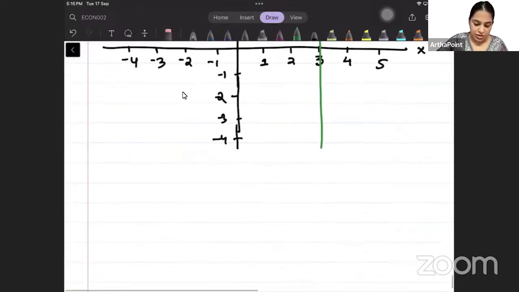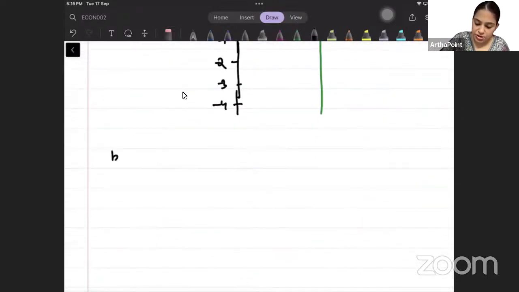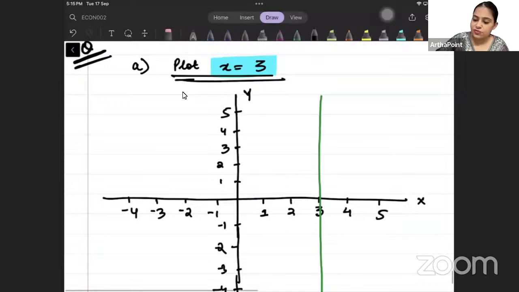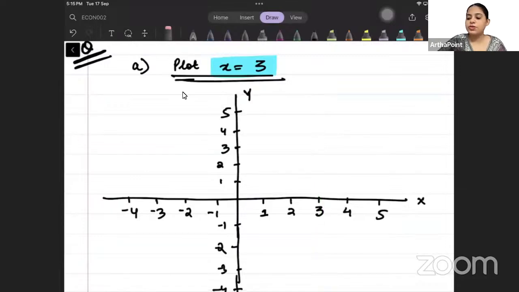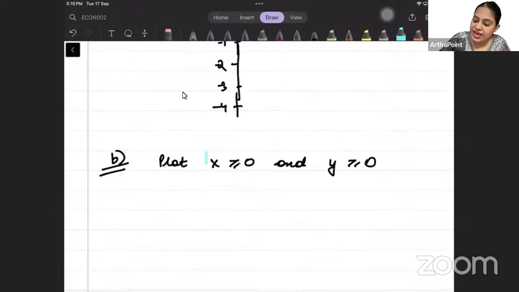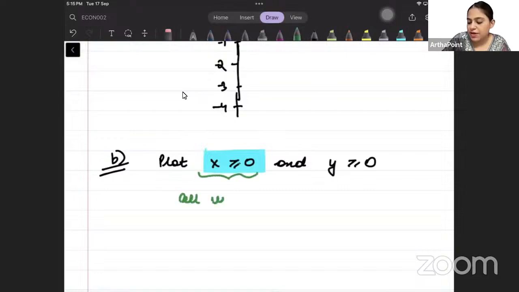ठीक है. ठीक है. Example, question number 2 बेटा. It says plot x greater than equal to 0 and y greater than equal to 0. I will draw it in this graph only बेटा. मैं इसको कॉमन रखती हूँ अपने कोऑर्डिनेट प्लेन को. Now, it says plot x greater than equal to 0, माने all values of x 0 and above.